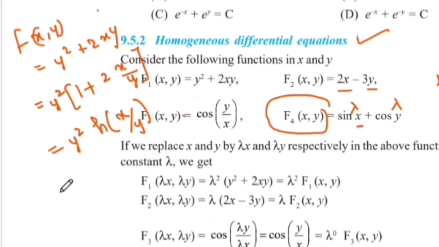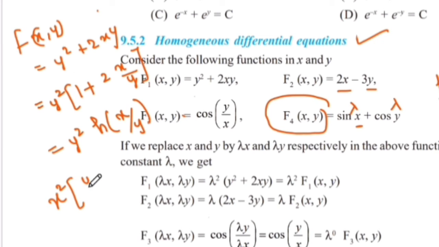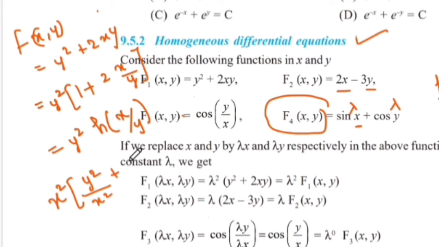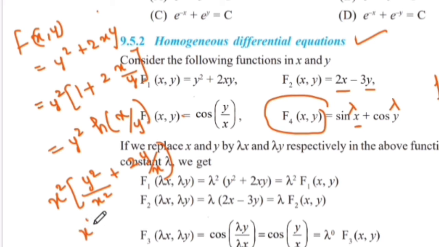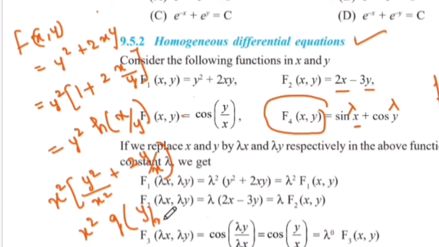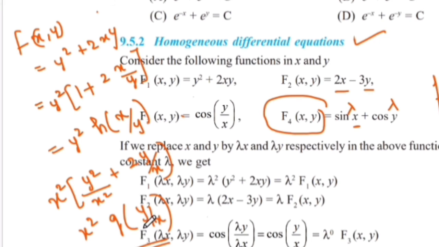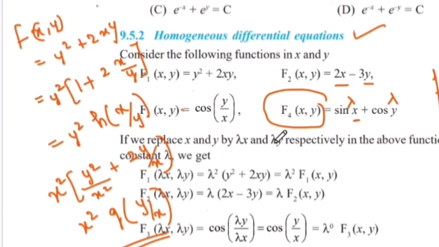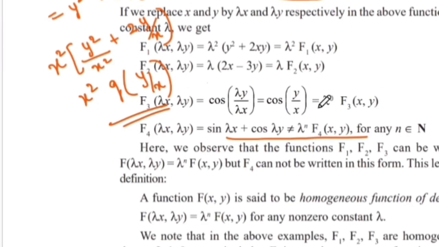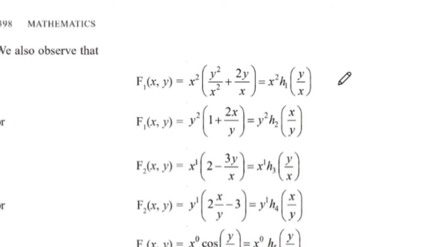Similarly, instead of y square, you can take x square outside. So divide by x square, it will become y square by x square plus 2y by x. So this is x square into some function g of y by x. If it is a homogeneous function, we can write like this. Here the degree is 2, here the degree is 1. So that's what he has given here. That is another way of writing it.